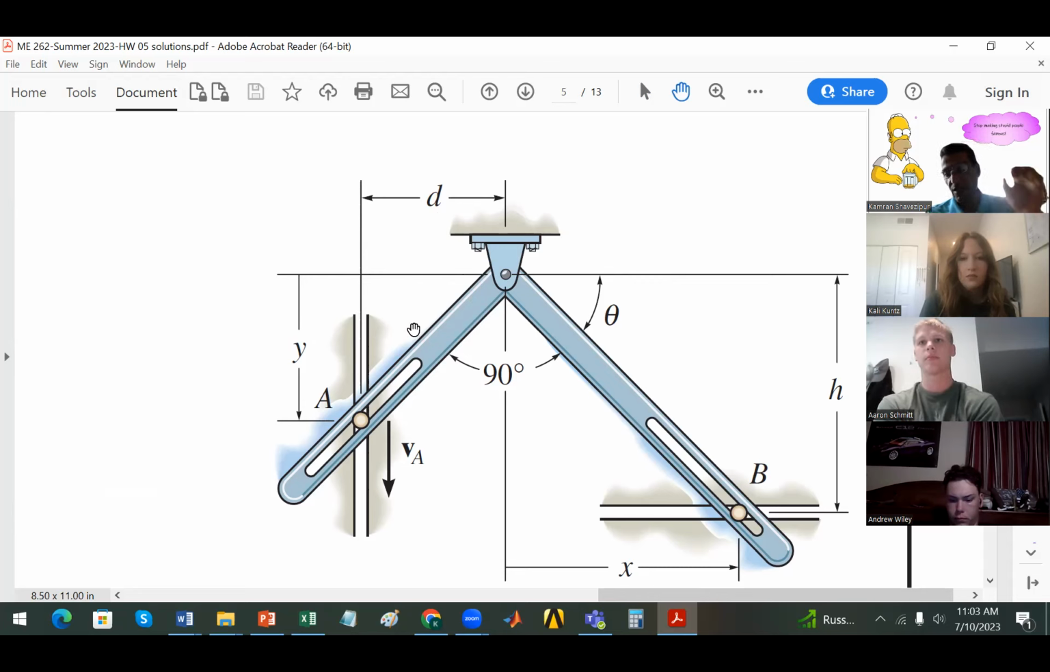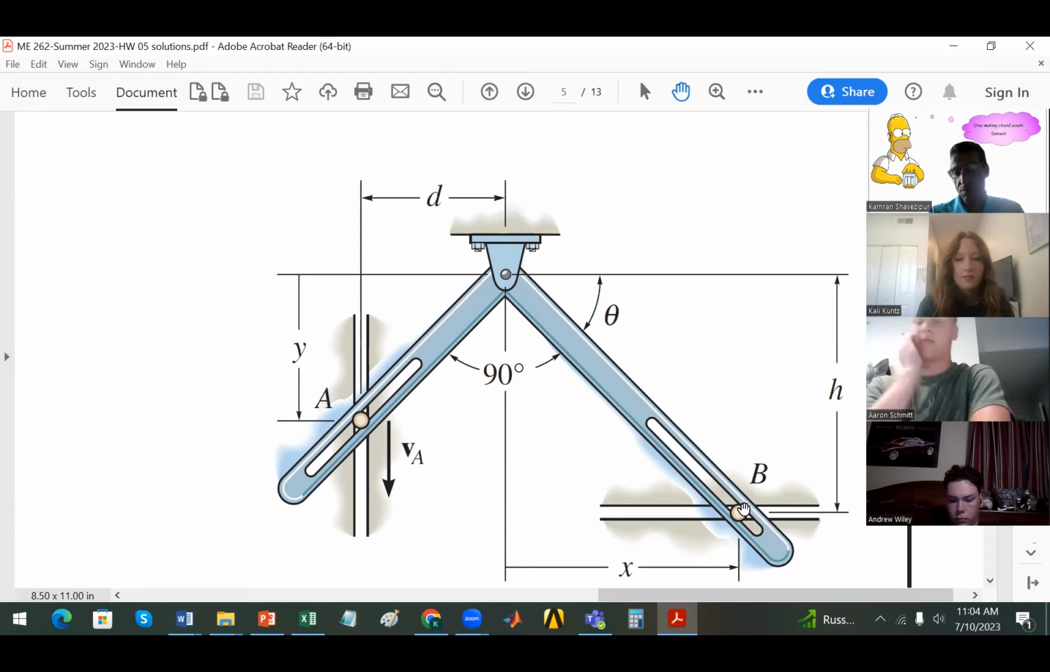You remember, for this part of the chapter, we said we like s as a function of theta. So I relate y to theta, and if you take the derivatives, you can get y dot and theta dot. You solve it, you get omega of this L-shaped link. Because this L-shaped link is rigid, whatever omega you get for this part is going to be the same for this part.